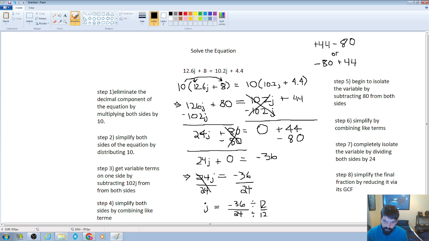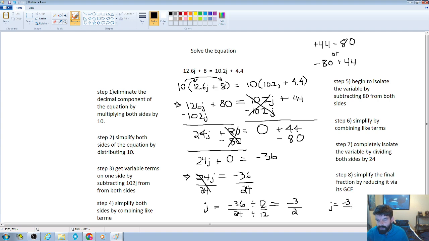Which brings up a good point. You can also say there's a greatest common factor of negative 12, but again, you would just force the sign changes. So this would just become negative 36 divided by 12 is negative 3, over 24 divided by 12, which is 2, giving us that j is equal to, again, 3/2.